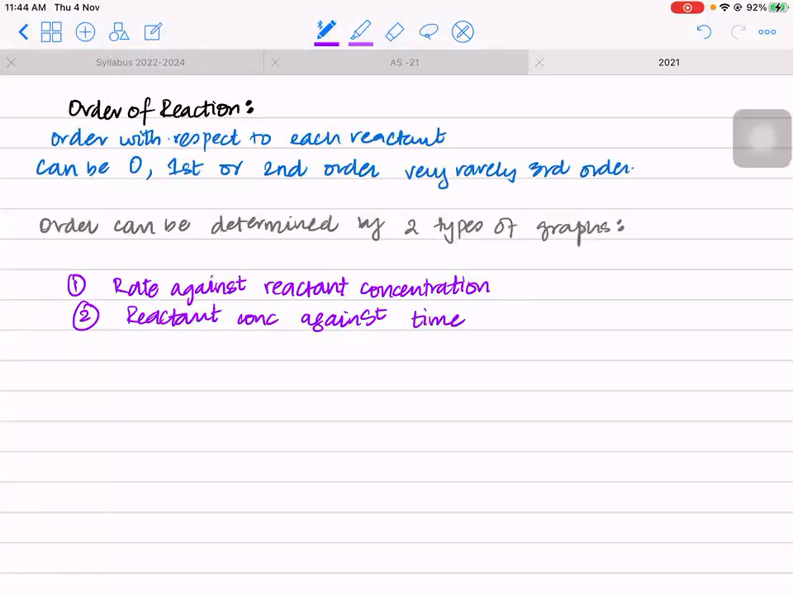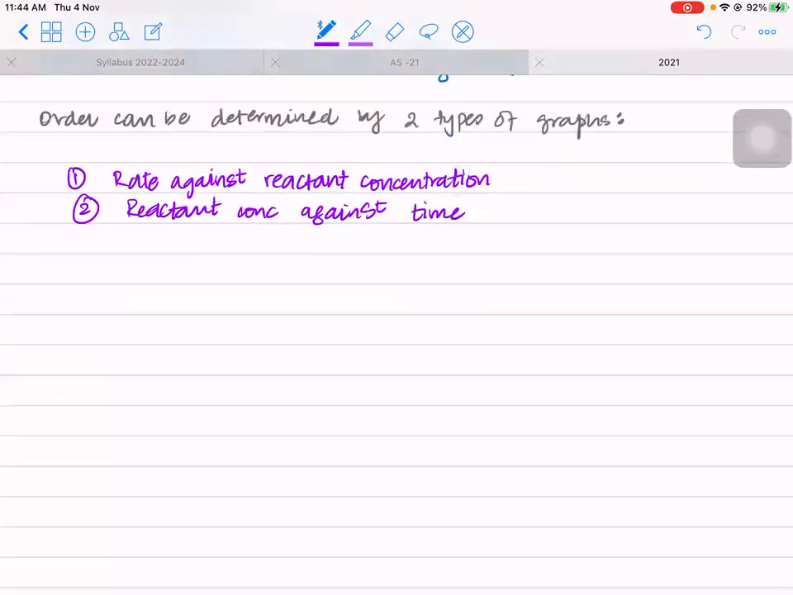We will see these graphs individually for 0, first, and second order. We will see both of these graphs individually for each order, and you'll see how, by looking at the graphs, you can determine the order. All right. So you can have two types of graphs, rate against concentration of the reactant and concentration against time graph. We can also determine the order by the rate equation, which we have done. So order can also be determined using the rate equation, which we have seen before.